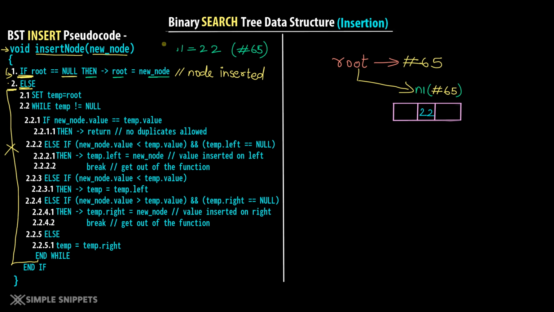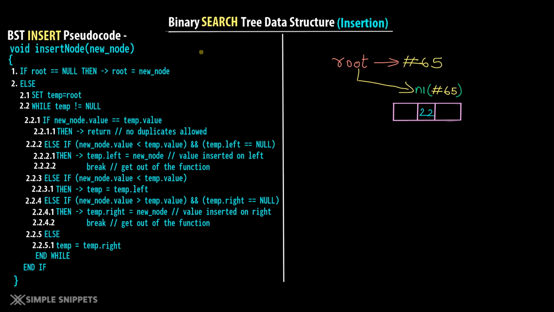Let's insert one more node using this same pseudocode, using this same function. Let's say now the node supposed to be inserted is node n2. It has the value of 10. And let's say it is created at an address of 33. Okay. So again, starting off with the first instruction, which says if root equals null, then root equals new node. Right now root is not null because root is pointing to n1 and it has the value of hash 65. So this if block will not be executed because it will become false. Then we will move on to the else part.